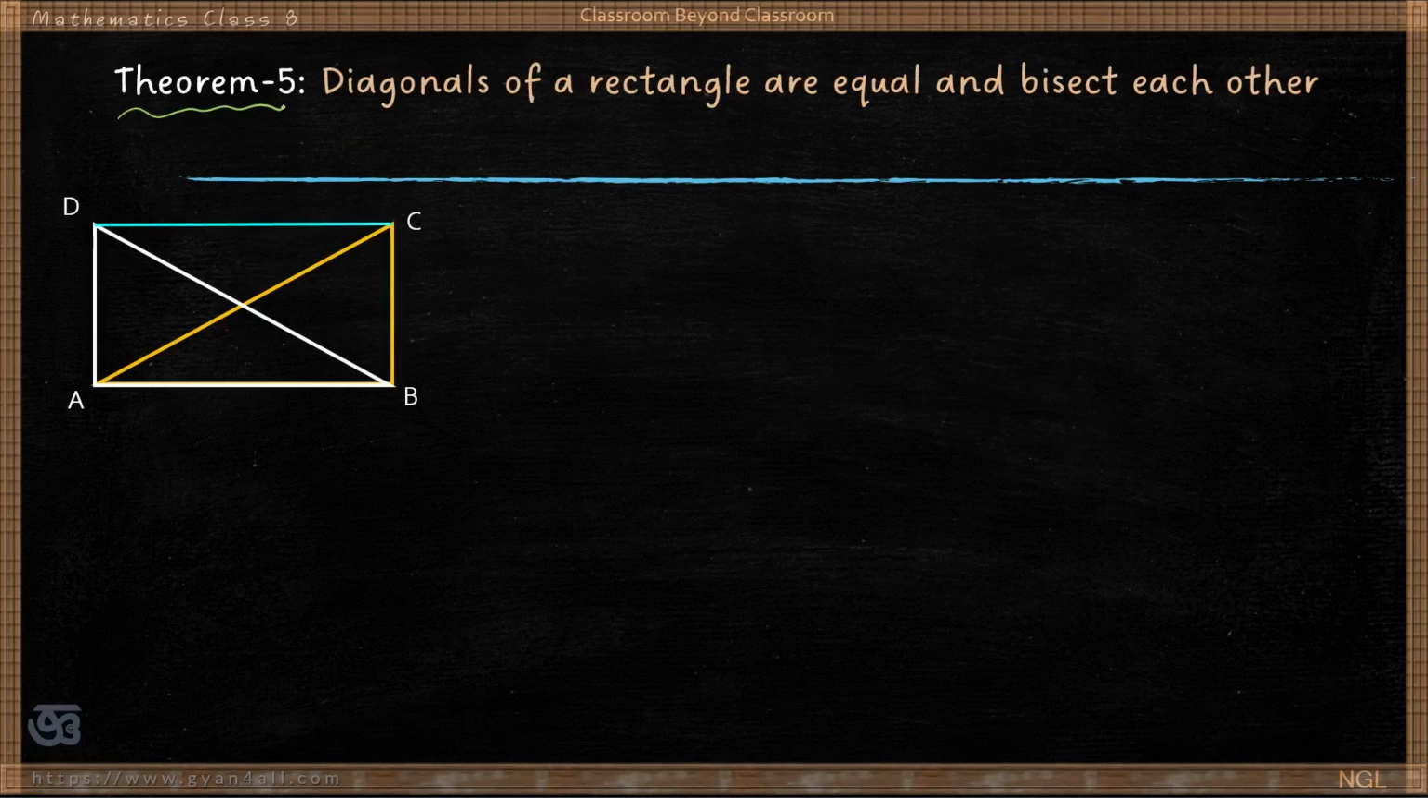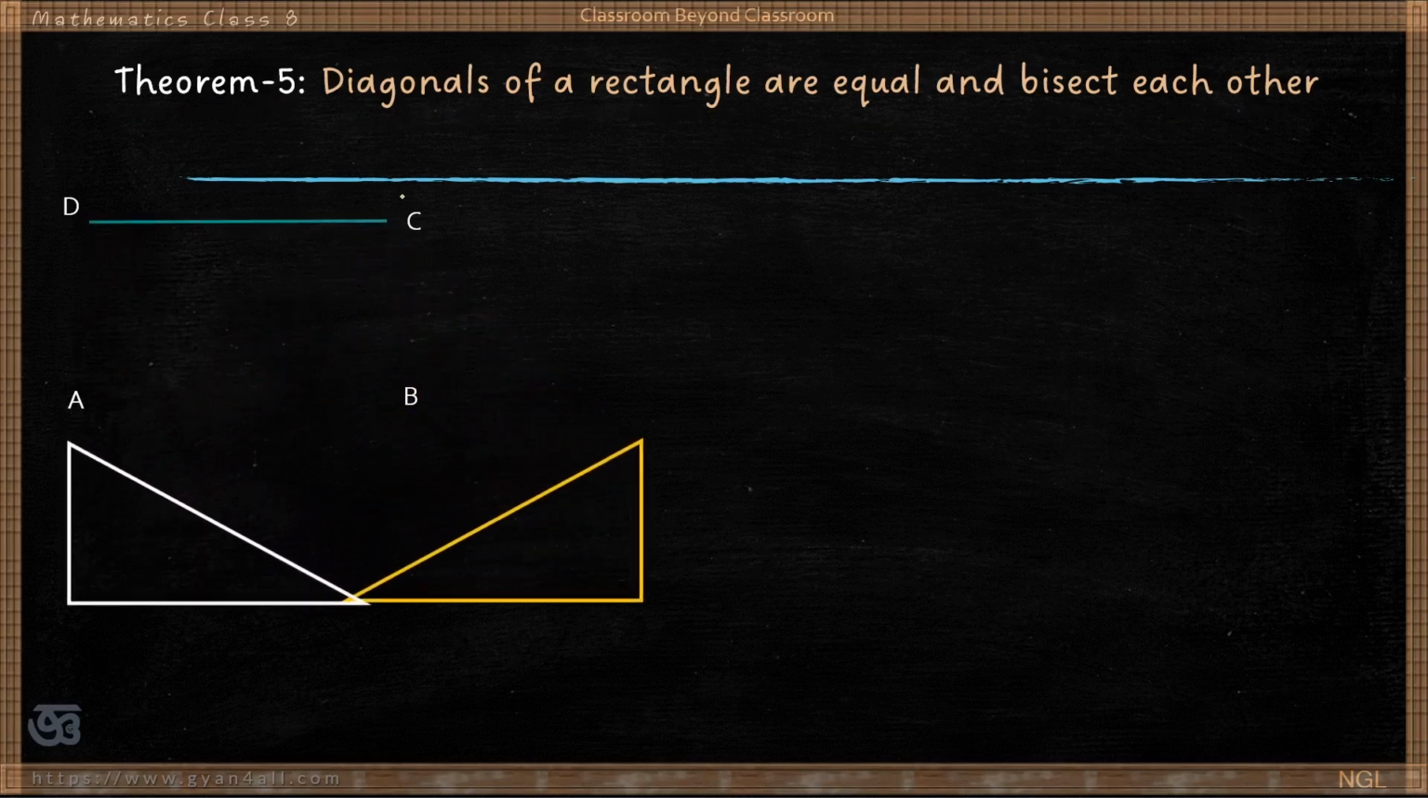Okay, theorem number 5. Diagonals of a rectangle are equal and they bisect each other. We have to prove that. First we will prove that the diagonals of a rectangle are equal. ABCD is a rectangle, and we have to prove that diagonal AC is equal to diagonal BD. So to prove that, we will take two triangles, triangle ABD and triangle BAC.